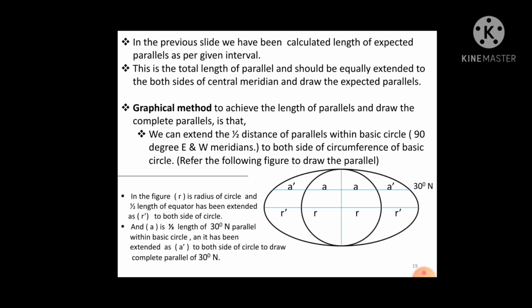So in this way also you can find out the length of the parallels of the particular parallel. For that you have to refer to the half length of the parallel within the circle of 90 degree east and west. Okay, and you can extend that, like A to A dash or R to R dash, to both sides of all the parallels, and you will get the complete parallels.